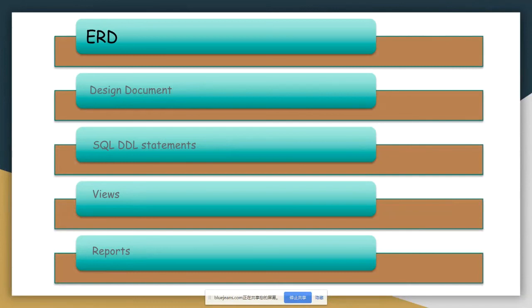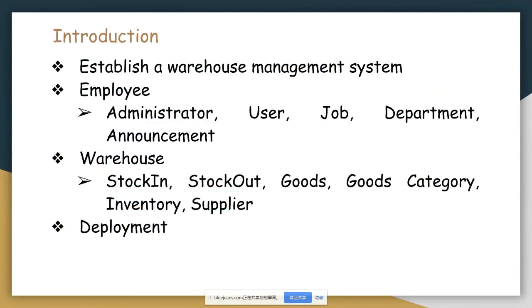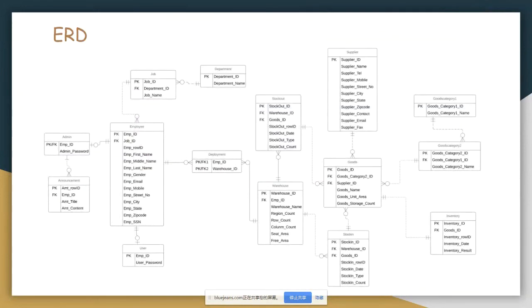First, I will introduce the entity relationship diagram. We have 15 entities around the order, warehouse, employee, and deployment. As we can see, the admin entity is related to employee. The employee ID in the admin entity is a foreign key of the employee entity. And then there is the announcement entity, which stores all the important information.